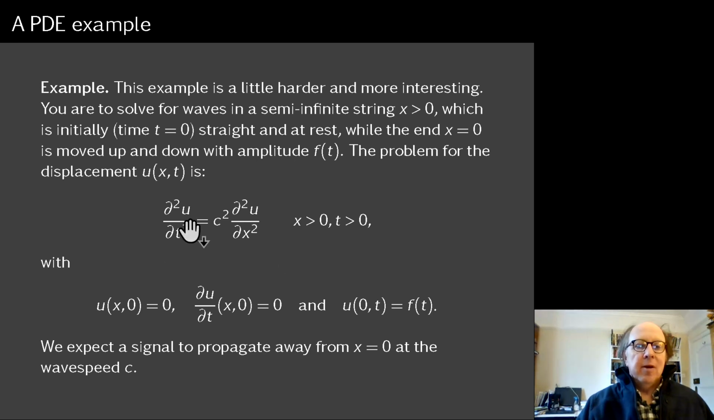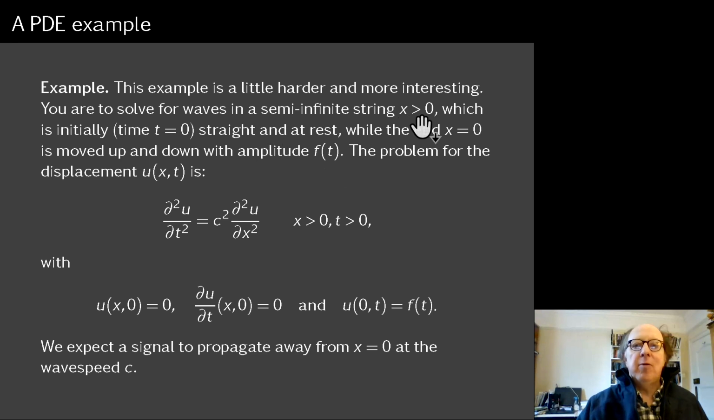And it says you have a displacement u of x and t, which if you're thinking of a string is just the displacement of a string up and down, and it satisfies d2u by dt squared. This is the acceleration is equal to c squared, the speed of sound squared, multiplied the wave speed squared, multiplied by d2u by dx squared. This d2u by dx squared is the restoring force that balances the acceleration. So this is just Newton's second law, that mass times acceleration is equal to restoring force.